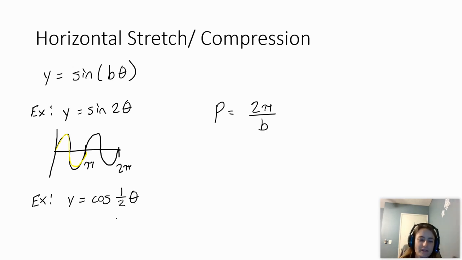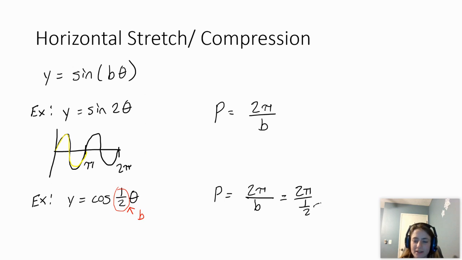Okay, so our b value now is 1/2. I'll make a note of that. This is our b. So in order to find the period for this, we would take the normal period for cosine, which is 2 pi, divide it by b. So it's 2 pi over 1/2.